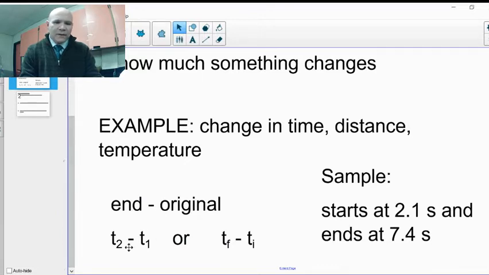Simple formula, you just subtract one from the other. Typically, you take the end time, written here as T2, and subtract the first time, which is T1. Or maybe it's the TF, which is the final time, subtract TI, the first time.